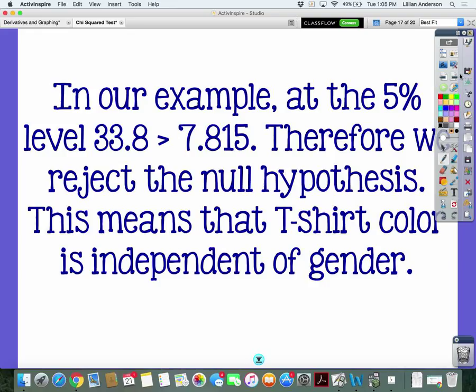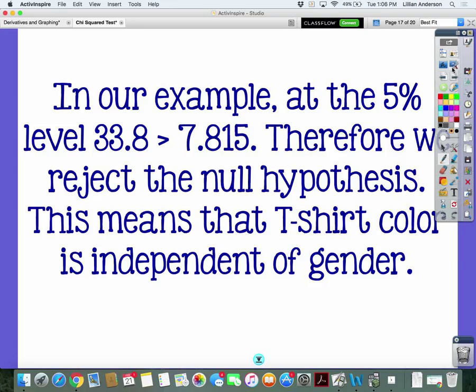Okay, so if we look at our example at a 5% significance level, our chi-squared test value, which was 33.8, is greater than 7.815. So therefore, we would reject the null hypothesis. This means that t-shirt color is independent of gender. So that basically means that the color of t-shirts you like has nothing to do with the fact that you're a male or a female. Which you probably had the idea that was already the case, because just because you are a particular gender doesn't mean that you like a particular color.